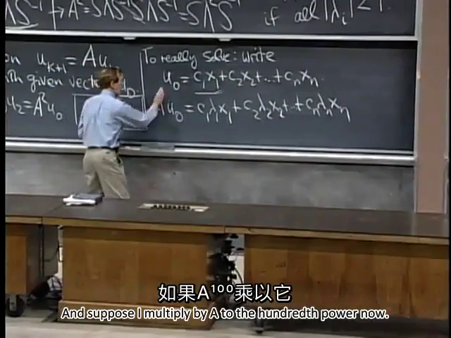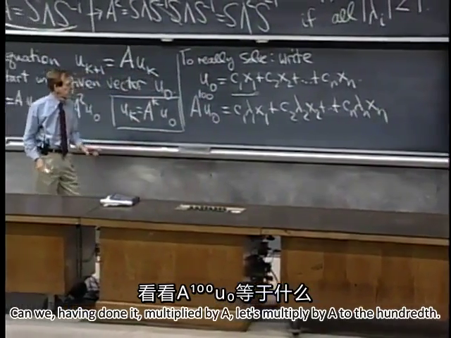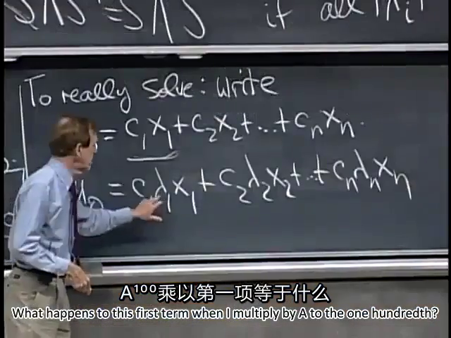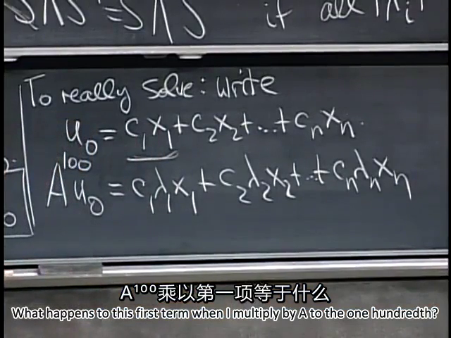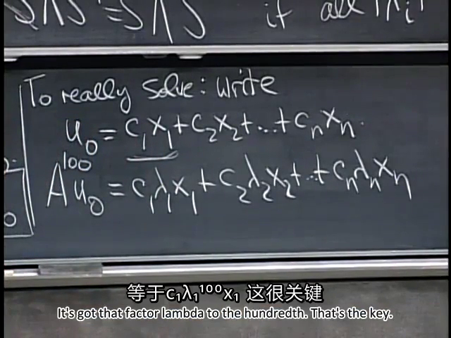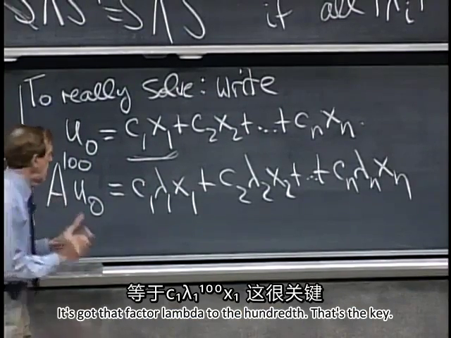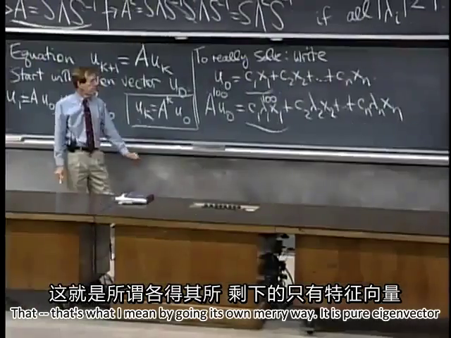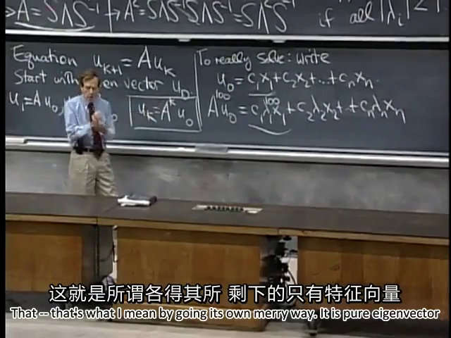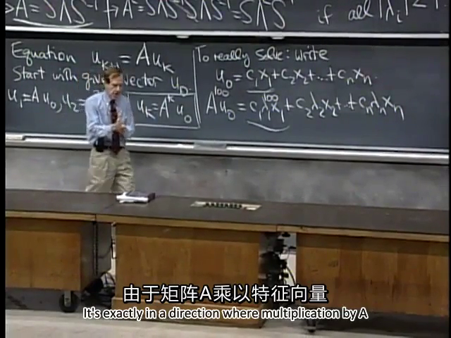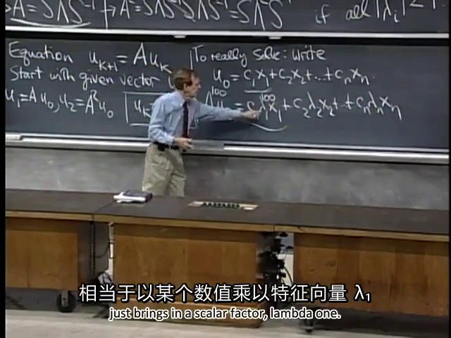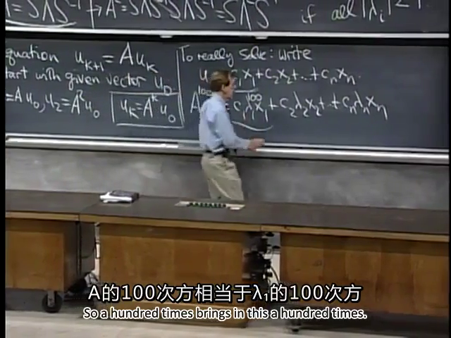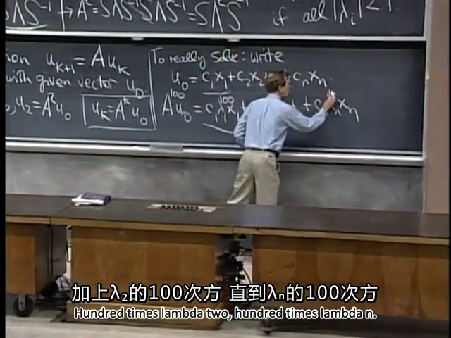And suppose I multiply by A to the 100th power now. What happens to this first term when I multiply by A to the 100th? It's got that factor lambda 1 to the 100th. That's the key. That's what I mean by going its own merry way. It is pure eigenvector. It's exactly in a direction where multiplication by A just brings in a scalar factor lambda 1. So 100 times brings in lambda 1 to the 100th, lambda 2 to the 100th, lambda n to the 100th.